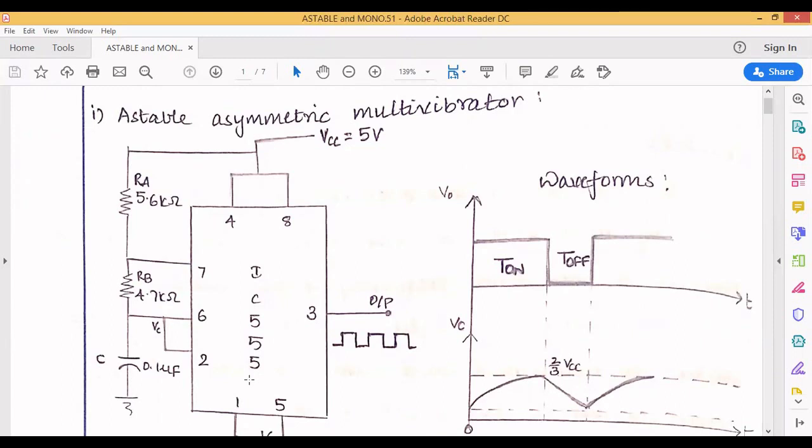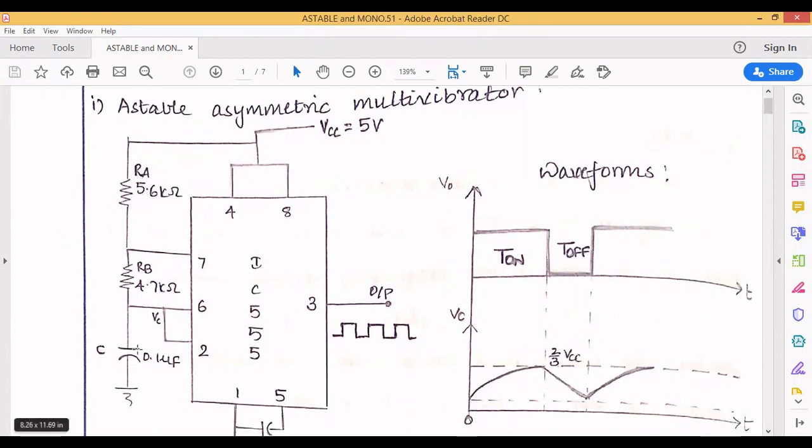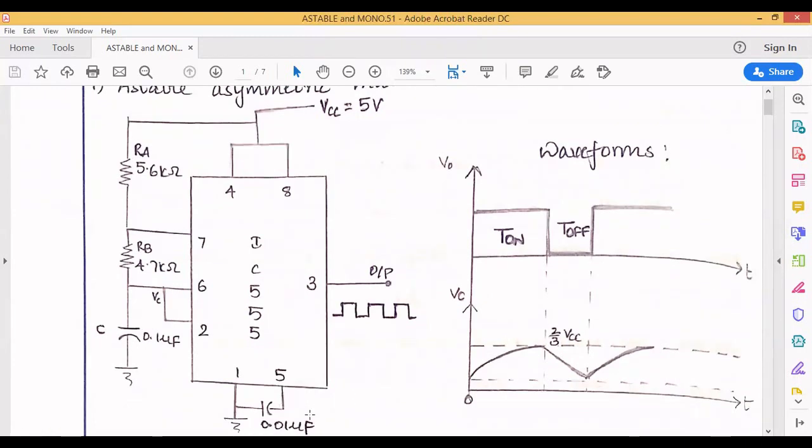Let's see, we are using VCC of 5 volts, and resistances of 5.6 kilo ohm and 4.7 kilo ohm. Why do we choose these resistances? We can go through the design. By designing the proper values, we will be choosing the resistances RA and RB. Then capacitors of 0.1 microfarad and 0.01 microfarad will be used. Mainly we will be concentrating on the 0.1 microfarad because this shows the charging and discharging.